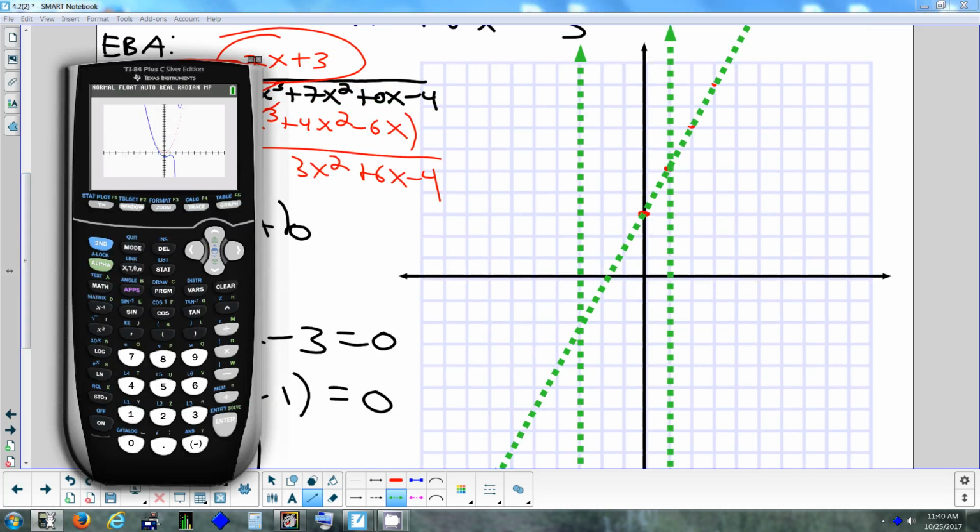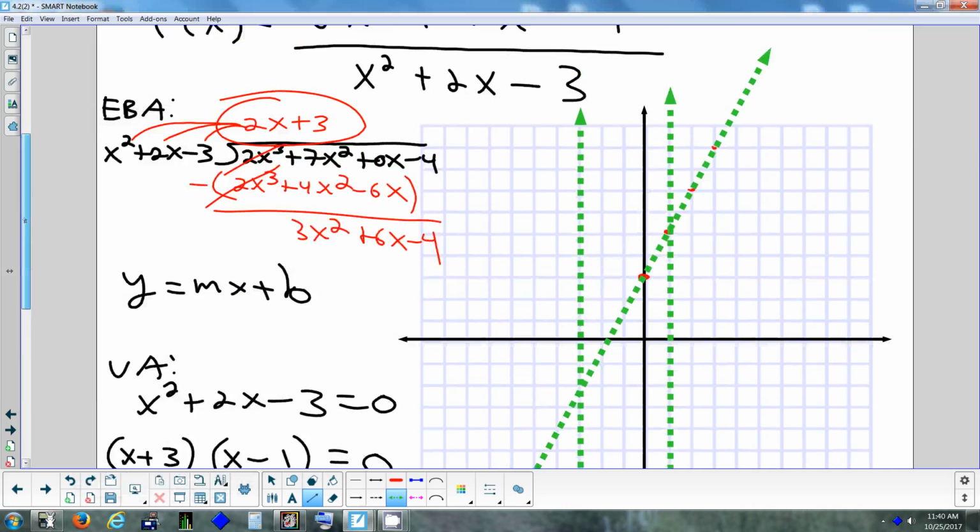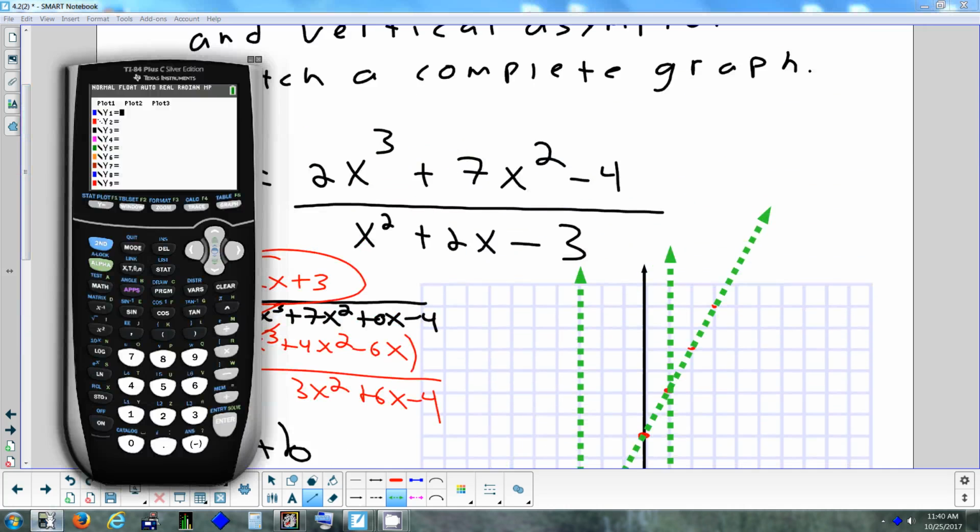Alright. So now, just because the calculator can do the table faster than I can by hand, I'm going to type it in. All right, so we've got 2x cubed plus 7x squared minus 4, and divide by x squared plus 2x minus 3. Okay.